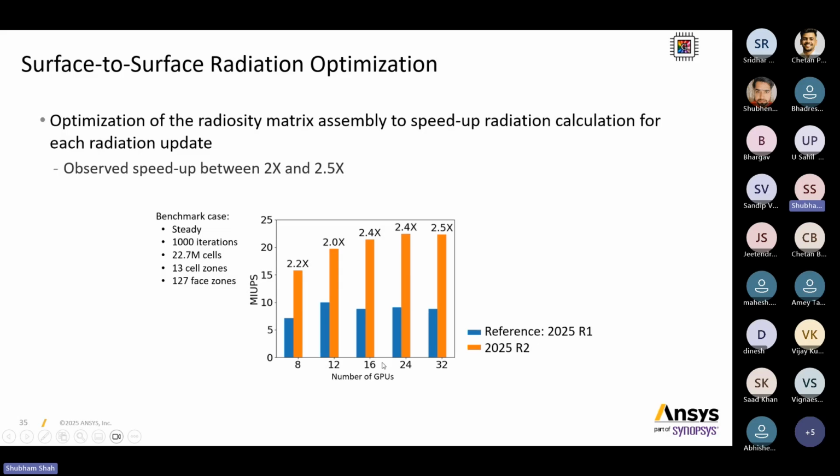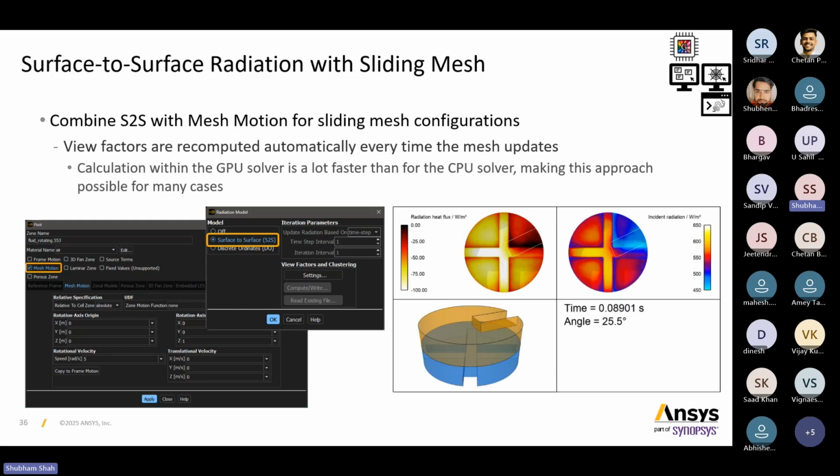Here we have a comparison case study of a steady state simulation with 1000 iterations, 22.7 million cells, 13 cell zones, and 127 phase zones. The earlier time was a bit slower. The blue one indicates the 25R1, and the 25R2 has 2.2x more speed, so your simulation will get quicker results.